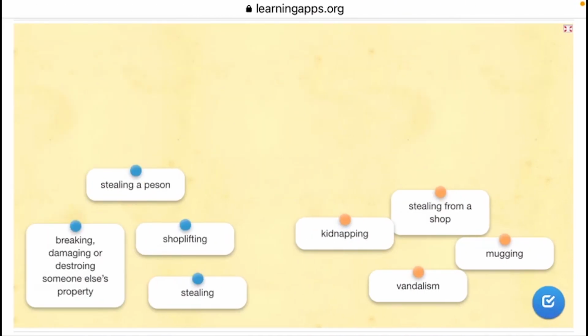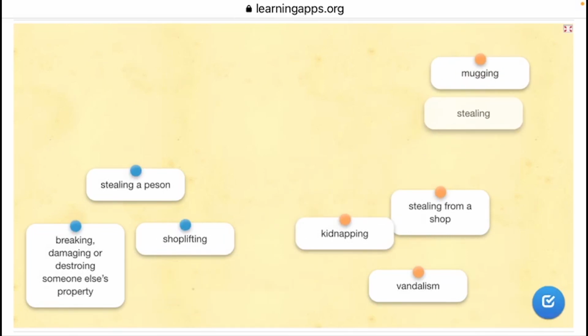Here's a task for you. Match the words with their meanings. Pause the video if needed. Okay, let's start. When we talk about mugging, we mean stealing something from a person, mainly on a street.